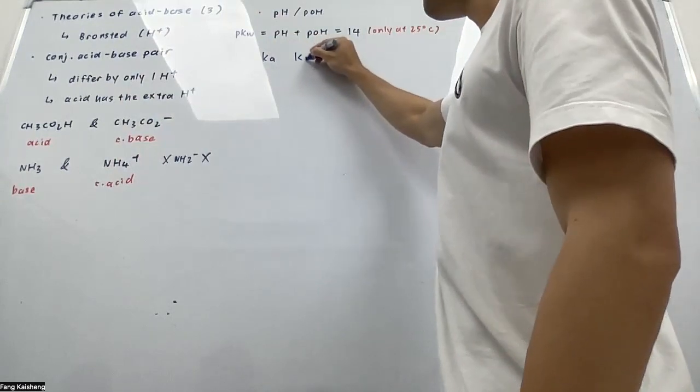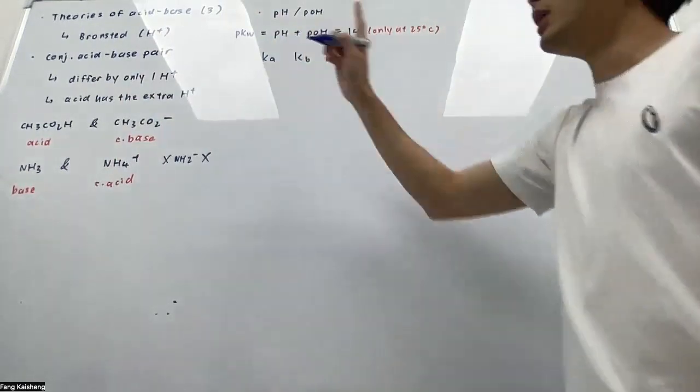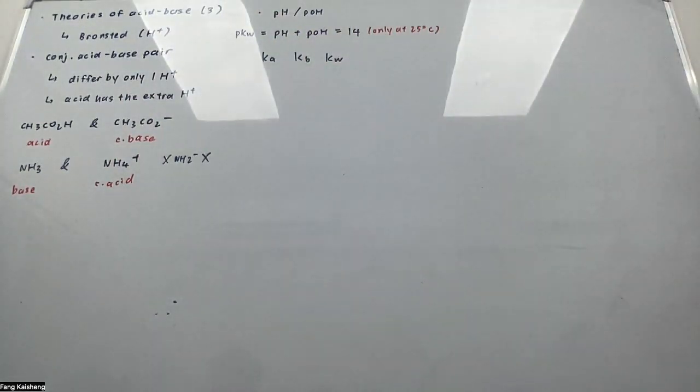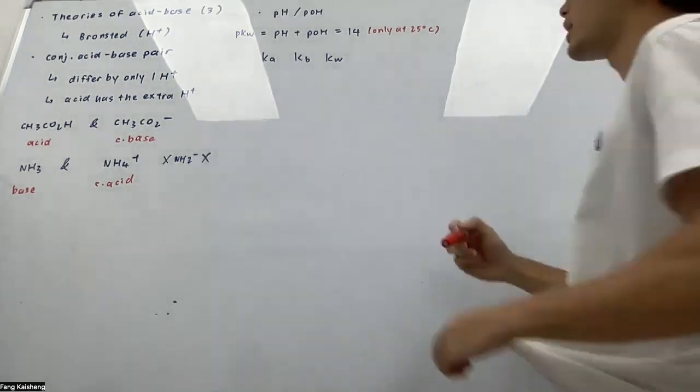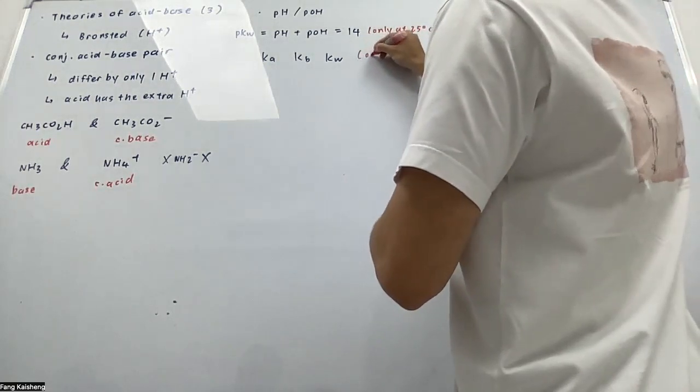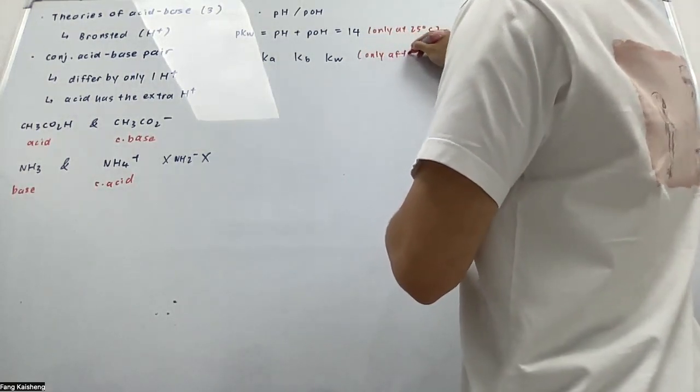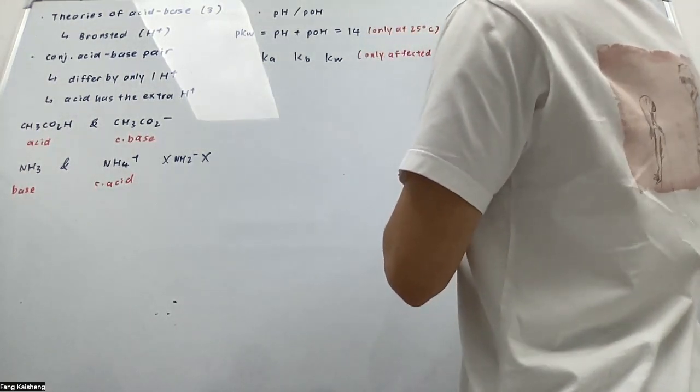So pKw, just like all the K's, how many K's do you learn in this topic? Ka, Kb, Kw. You learn three constants in this topic. A for acid, B for base, W for water. Very simple. But guys, they are only affected by one thing: temperature.